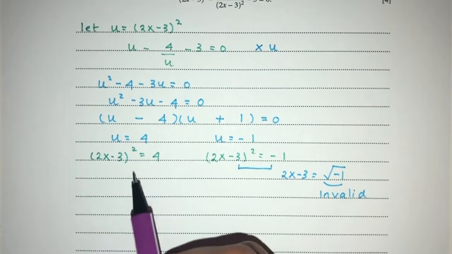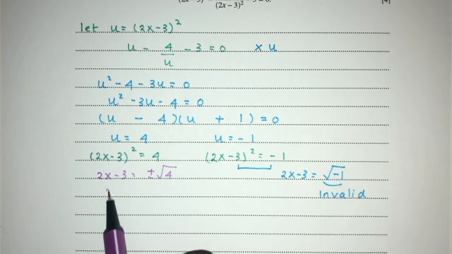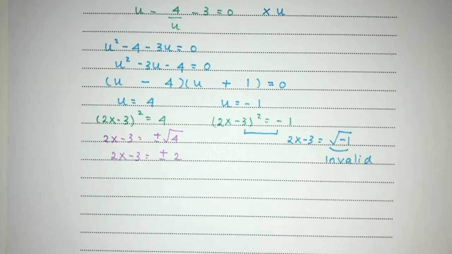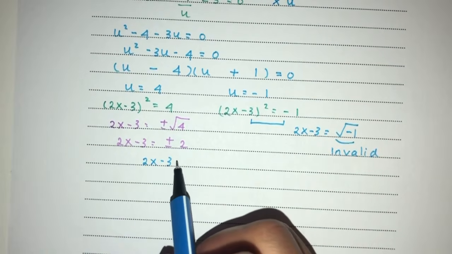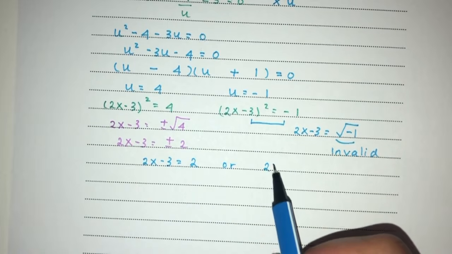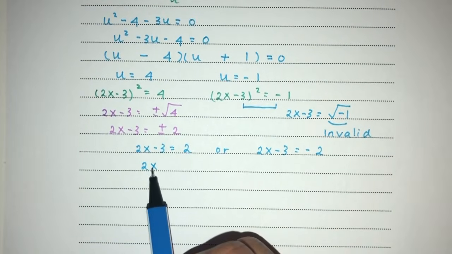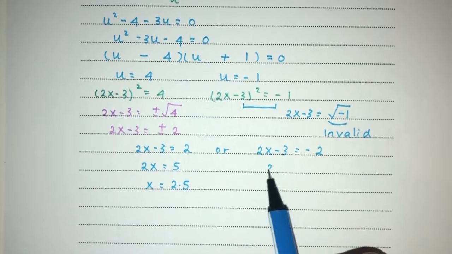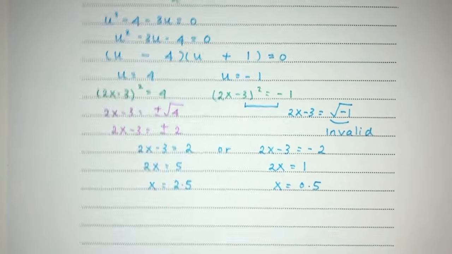Now for this one, let's see. We have to send this one over there. That will be plus minus root of 4. That will be 2x minus 3 equals plus minus 2. So we have two possible answers. So let's see which one we can use. You will have 2x minus 3 that will be 2. Or 2x minus 3 that will be minus 2. So simplify. 2x, send this over here, becomes 5. X will become 2.5. 2x, send this over here, becomes 1. X becomes 0.5. So these two are the values of x that we have for this equation.